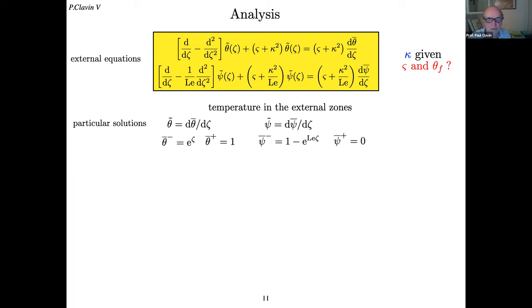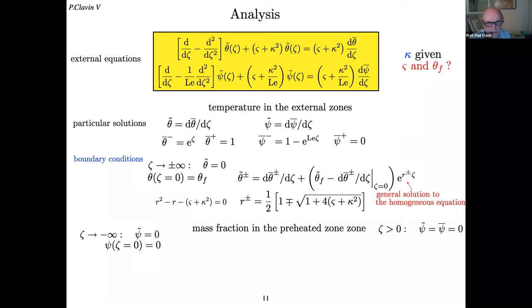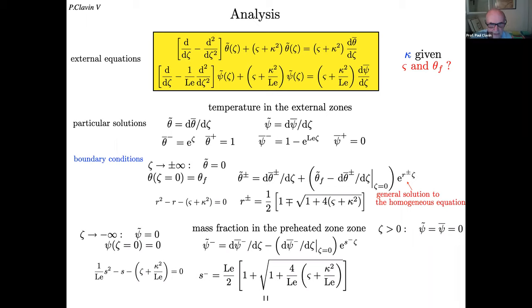So I will skip the detail now. Using the boundary condition, you obtain the general equation of the homogeneous problem here for theta. And you obtain the mass fraction and the expression of the mass flux in the external solution, which is written here, where this exponent depends on the wave number.